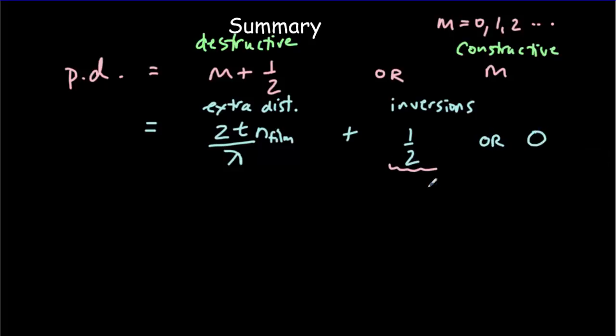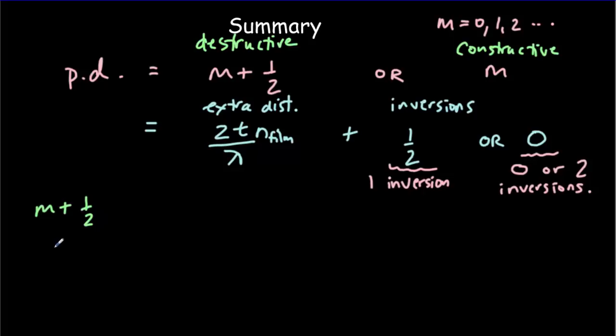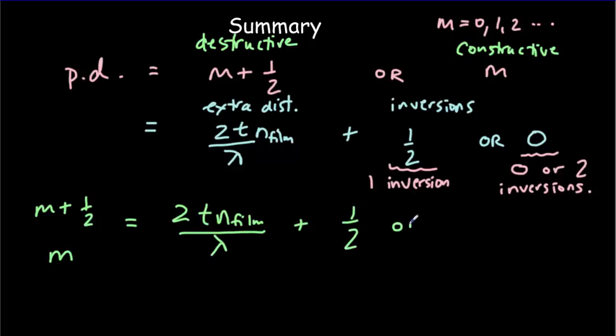If it's 1/2, that's because there's one inversion. One surface that goes from a lesser to a greater optical density or index of refraction. But there won't be any change in the path difference if we have 0 or 2 inversions. So our end result is going to be m plus 1/2, or simply m, depending on whether it's constructive or destructive, will have to be equal to, in all cases, 2t times the index of refraction of the film divided by the wavelength of the light, plus 1/2 or 0, depending on whether you have one inversion or 0 inversions.